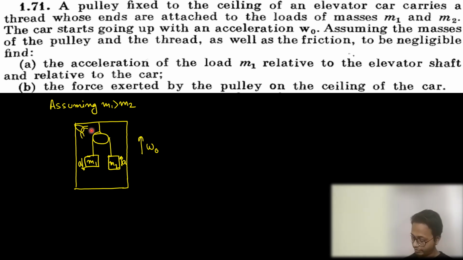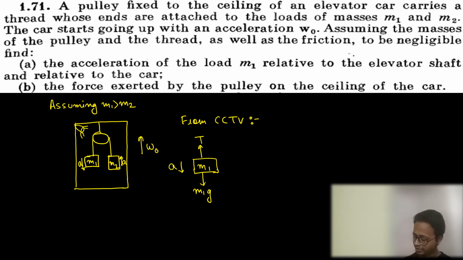So from the frame of reference of CCTV, I'm drawing the free body diagram. The observer on CCTV is drawing the free body diagram of these blocks. So m1 is moving down with acceleration a, T is upward, m1g is downward. Am I missing something out here? Yes, pseudo force. The observer itself has an acceleration of omega naught.